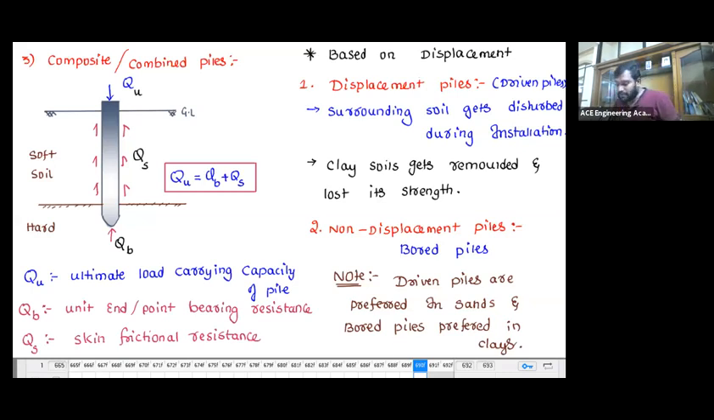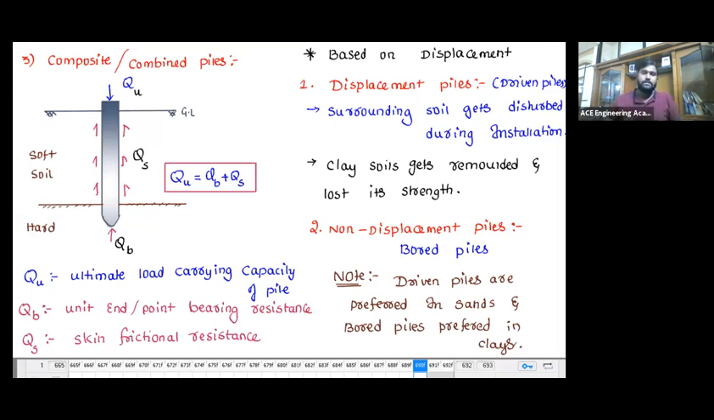That doesn't mean that I don't use driven piles in clays. That doesn't mean that I don't use bored piles in sands. I'm saying you generally prefer. The preference order is, if it is a sand, directly I can go for driven. That doesn't mean that I cannot go for bored. You can go for bored also.